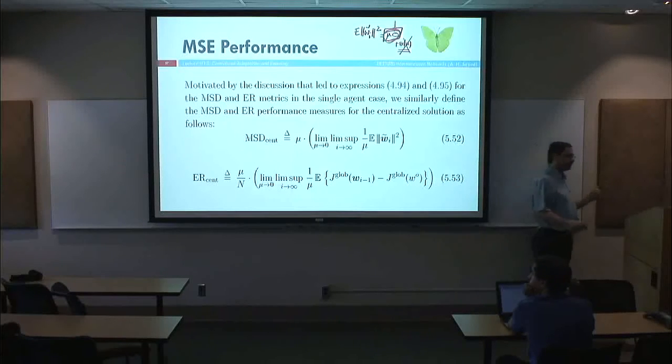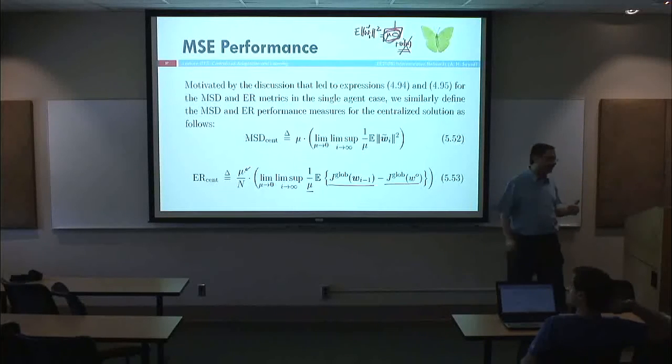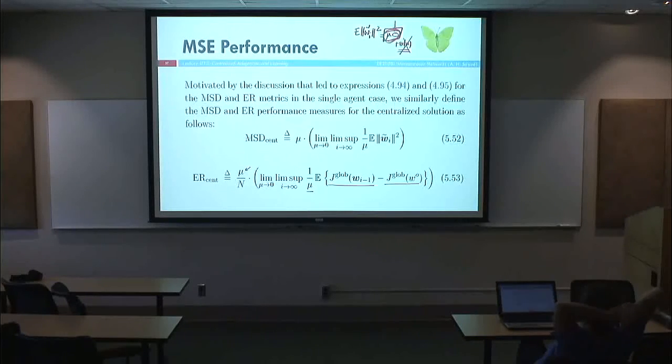And what about the excess risk for the centralized solution? It's very similar to what we did before, except for a small difference. Again, the excess risk is the difference between the cost that I'm minimizing and its best value, divided by mu, multiplied by mu, except that now I'm dividing by n in the centralized case. Why am I dividing by n? This is just to normalize the results for the following reason. The aggregate cost now is the sum of n of these individual costs.